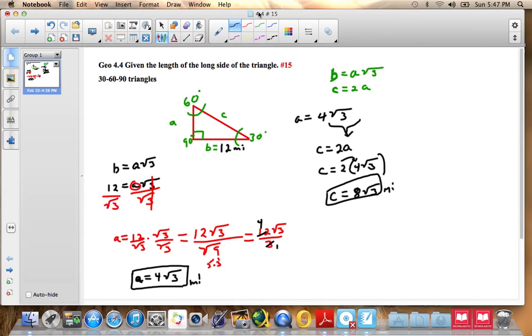So I determined that my given length was B, 12 miles. And over here, I determined that A equaled 4 square root of 3 miles. And then I determined that C, right here, equaled 8 square root of 3 miles. And that's how I would determine A, B, and C for number 15 on 4.4. Good luck.